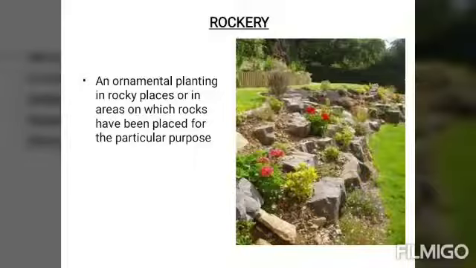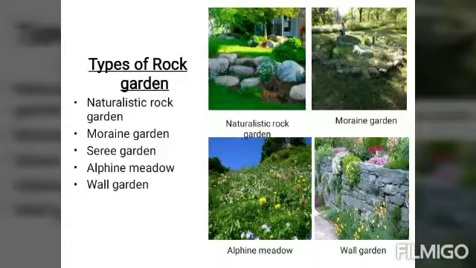Now we'll come to the types. So there are almost 5 types of rock gardens. That is naturalistic rock garden, moraine garden, serene garden, alpine meadow or alpine lawn garden, and wall garden. So the first one, that is naturalistic rock garden.